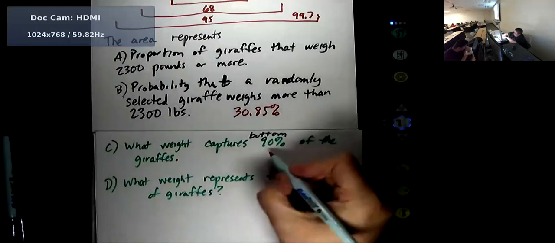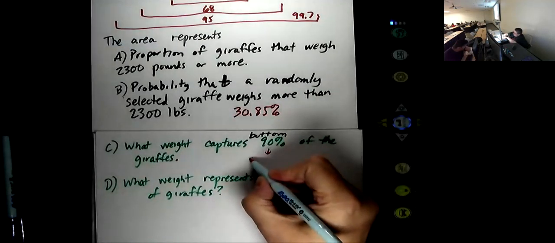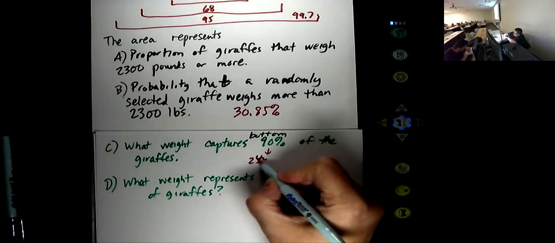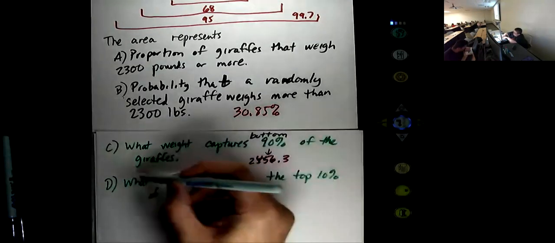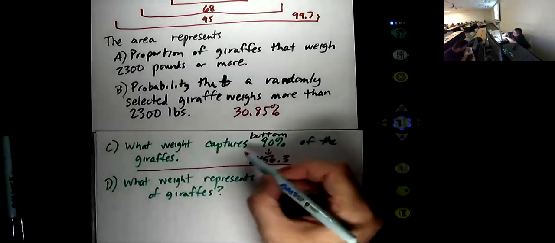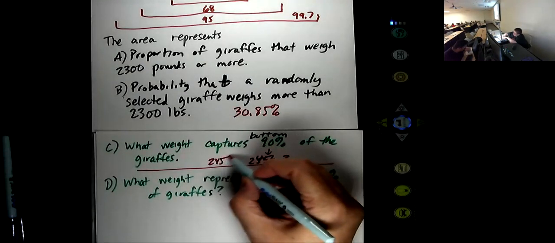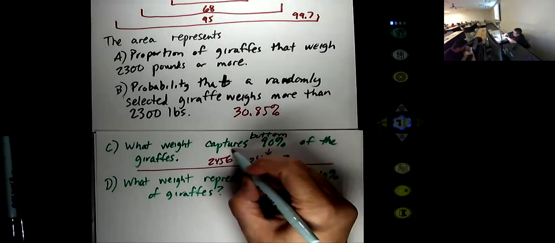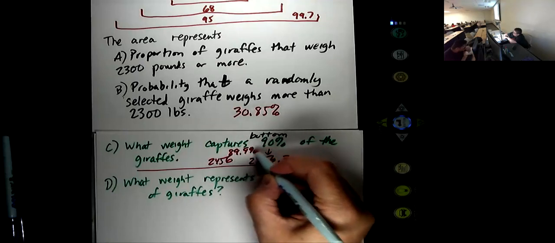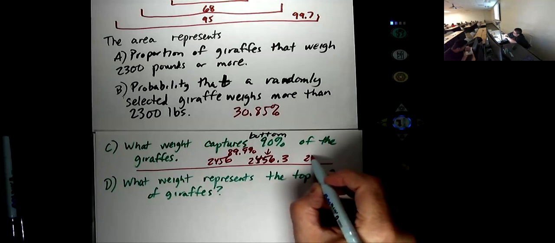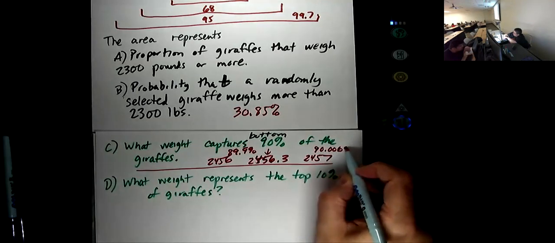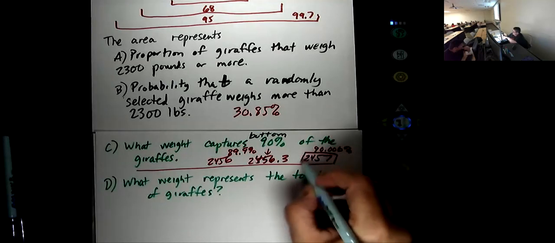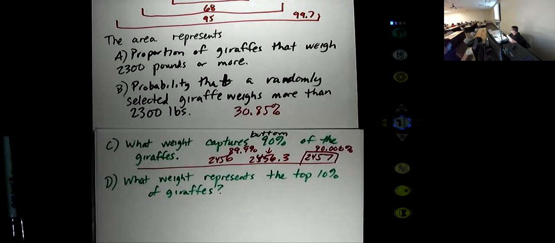So 90% was exactly 2,456.3. If we're doing the scale, 2,456 only gave us 89.9%. But going up to 2,457 gave us 90.006%. 2,457 is the answer we want, even though it's not the correct way around.